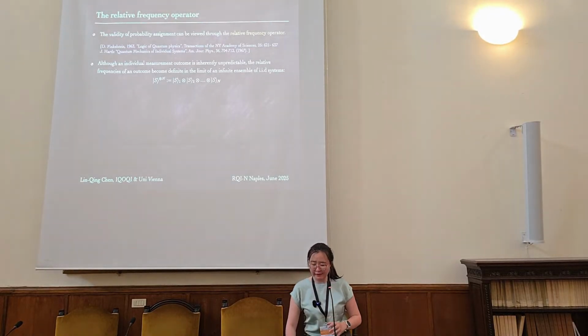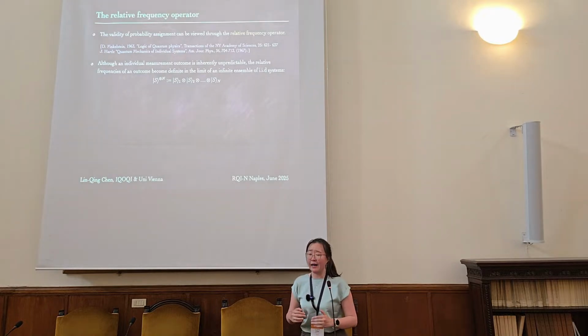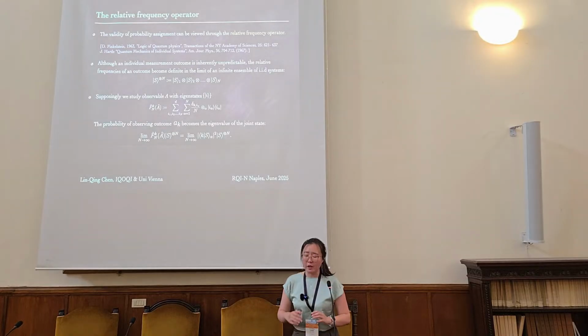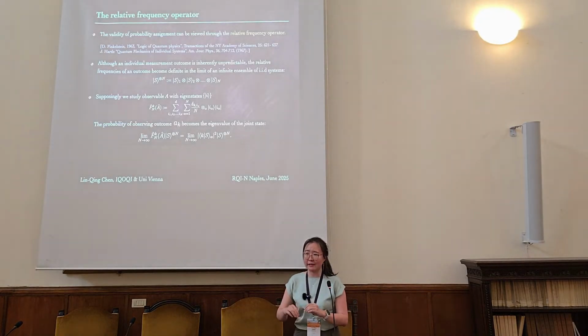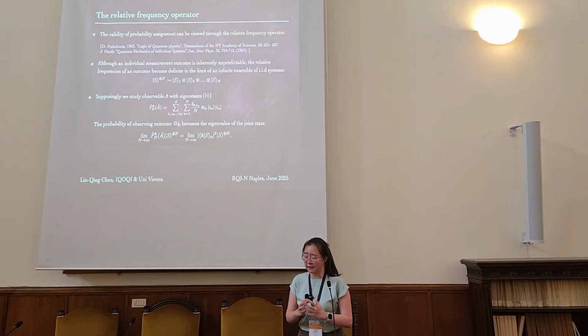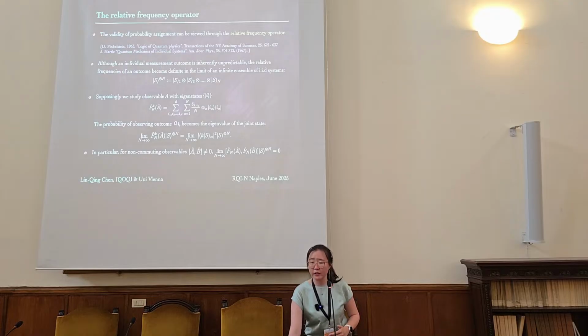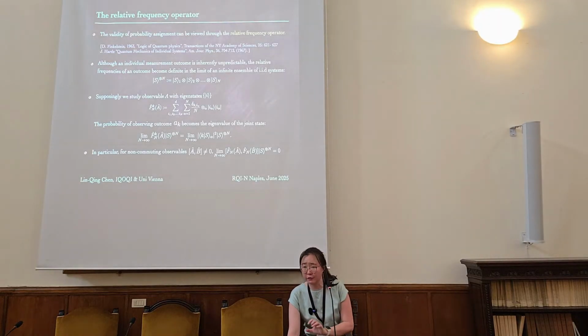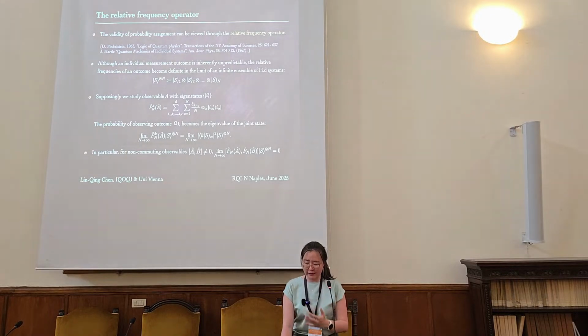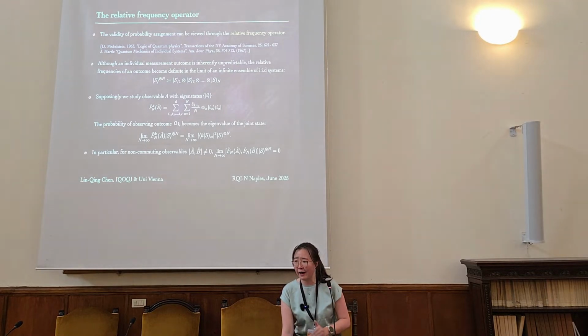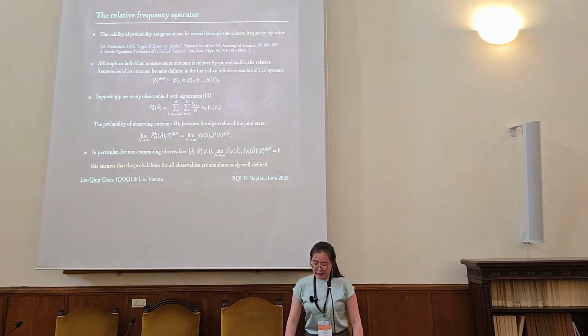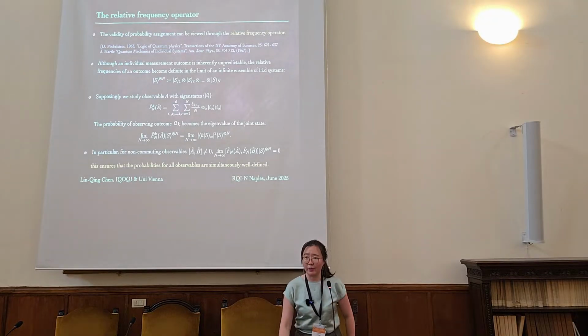The basic idea is that although an individual measurement outcome is inherently unpredictable, one can define an operator such that the IID ensemble is the eigenstate of such an operator, and the eigenvalue is the probability of the measurement. The relative frequencies converge when one has a large number n of the ensemble. In particular, for non-commuting observables, the relative frequency operators commute. So one can check that if the system does not satisfy IID, this condition could be messed up. This ensures the probabilities for all observables are simultaneously well-defined.